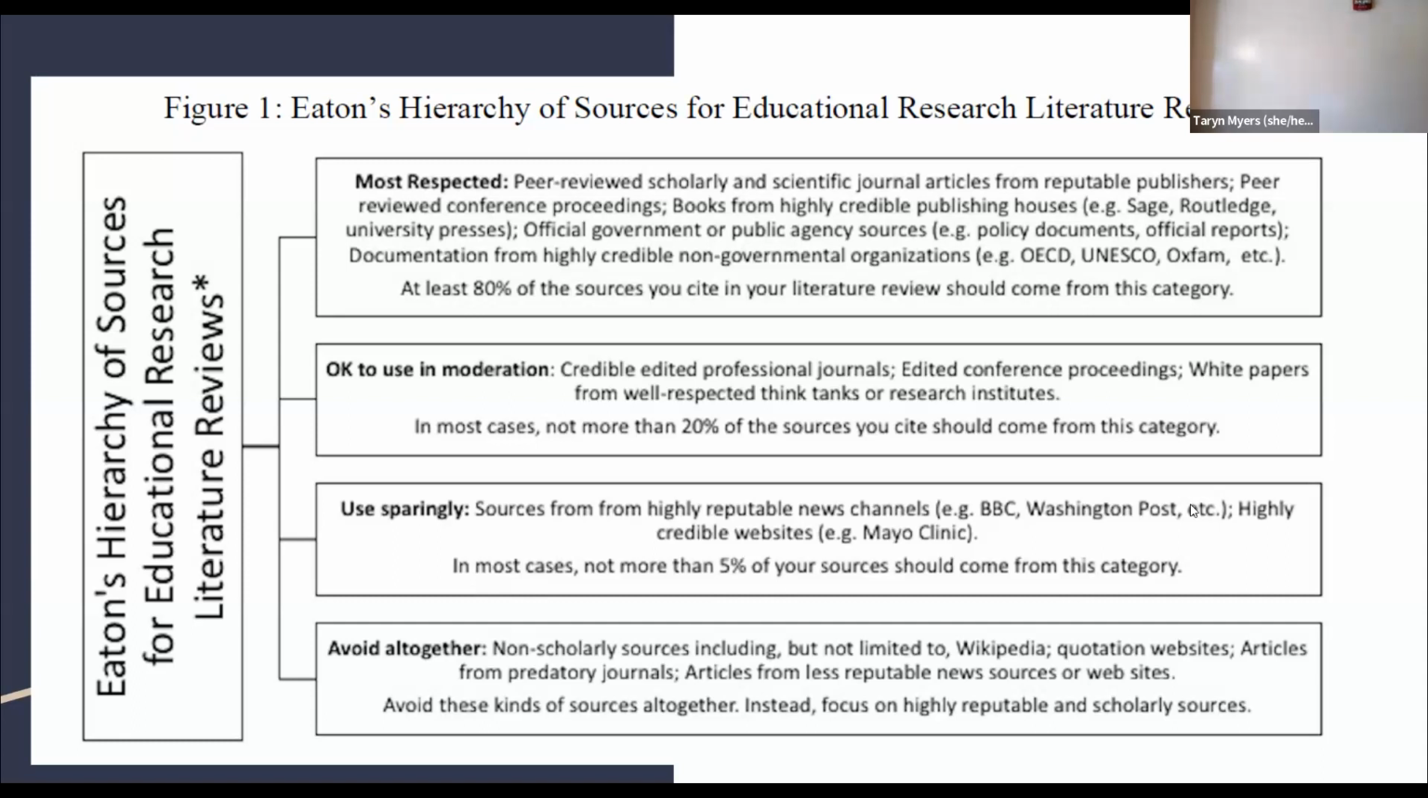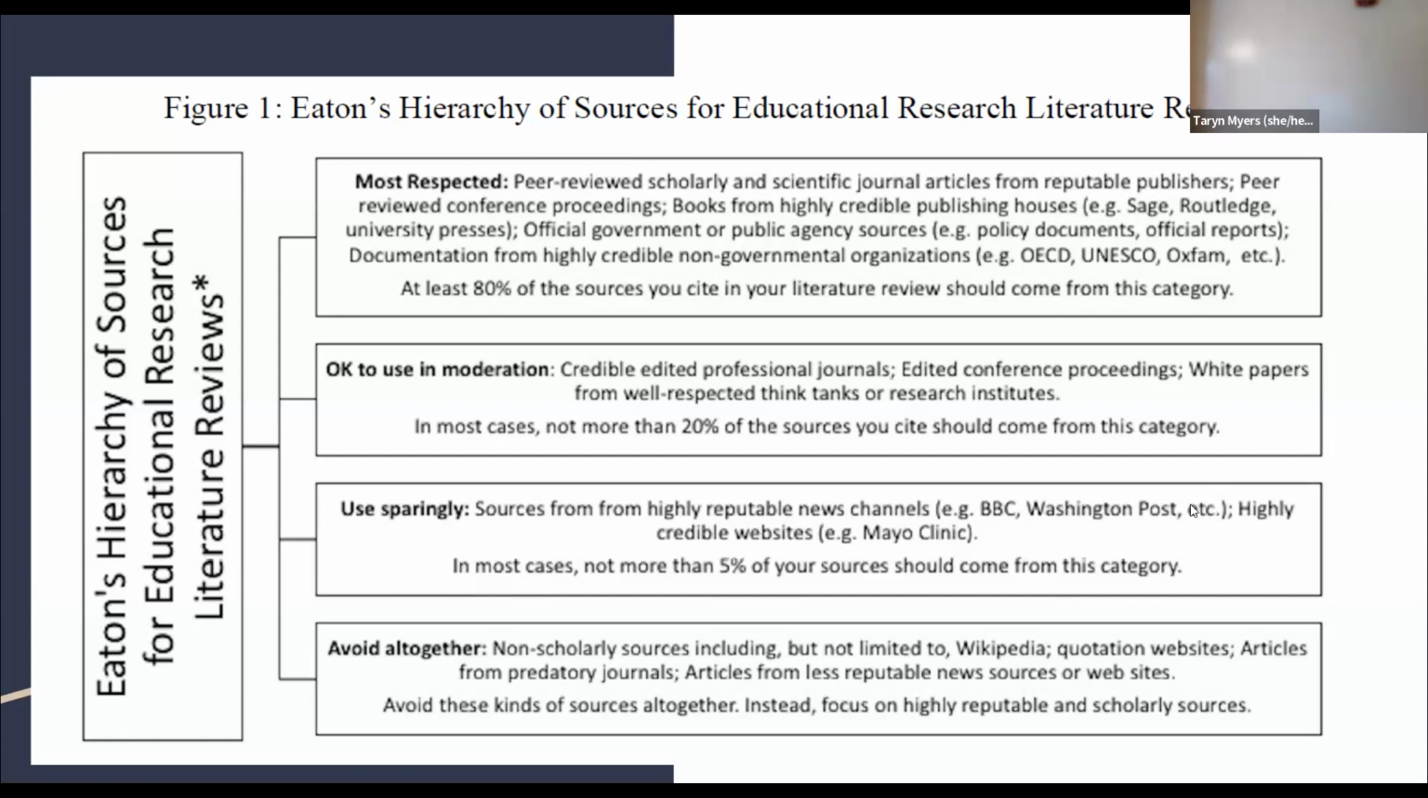Official government or public agency sources like policy documents, official reports. These could include things like the proceedings of Congress, Supreme Court decisions, policy papers put out by various government organizations. And then other highly credible non-governmental organizations, which you'll see abbreviated as NGOs. They're typically nonprofits, so things like UNESCO or Oxfam. They'll put out expertly written documentation, white papers, things along those lines.